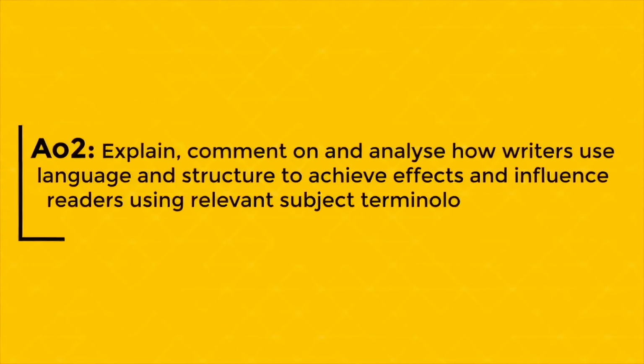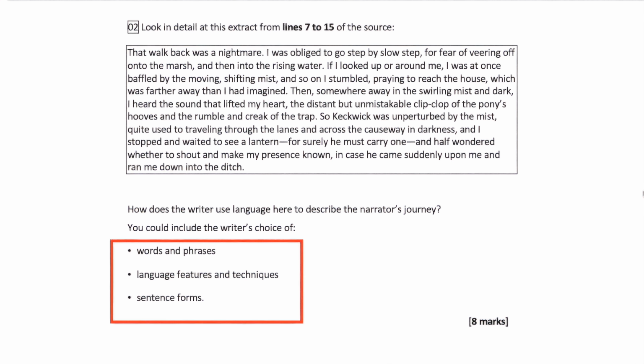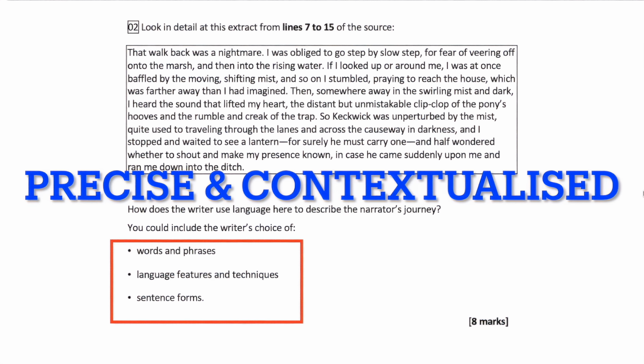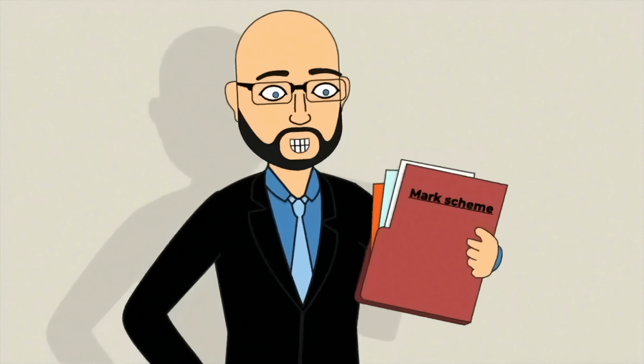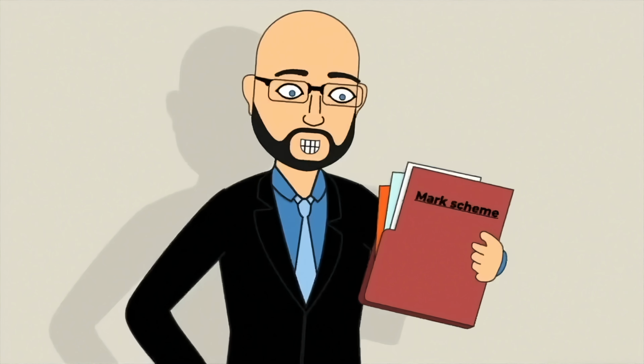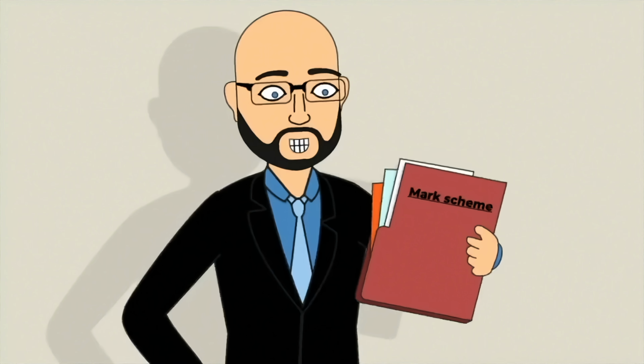Now in this exam, what we mean by language is pointed out in the bullet points of the question: a writer's use of words, phrases, language features and techniques, and sentence forms. But this exam is not about spotting literary devices, it's about writing about the effect in a manner which is precise and contextualised. And what's really interesting is that the mark scheme points out you can only get a level 2, that's half marks at best, if you write about the effect in a manner which is vague and generalised.